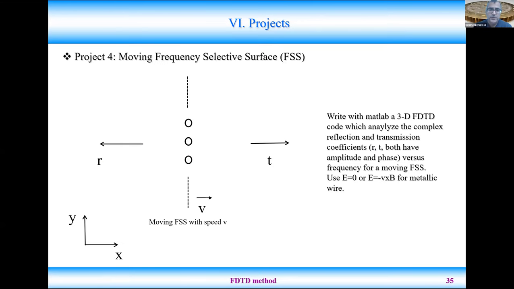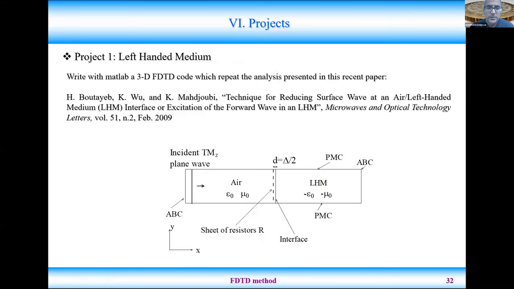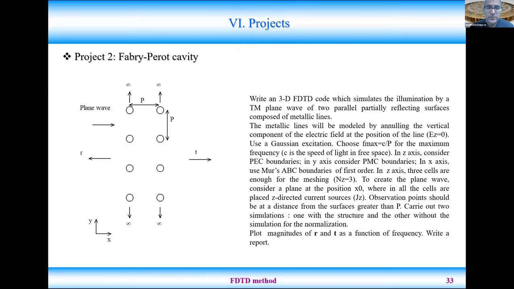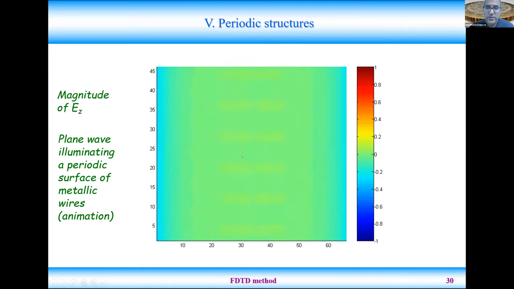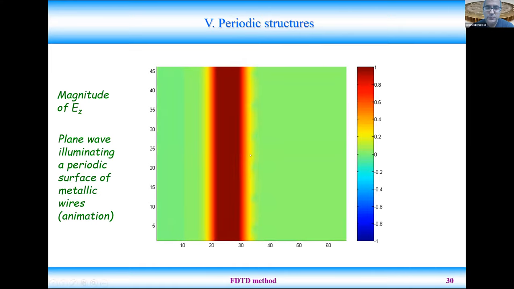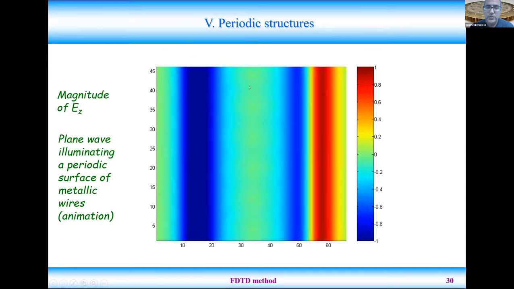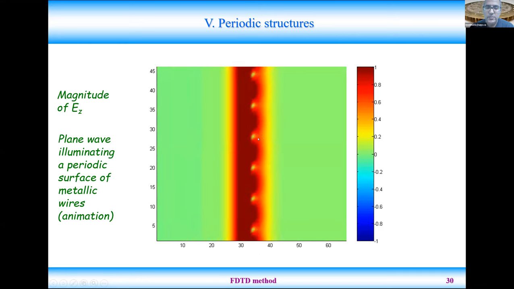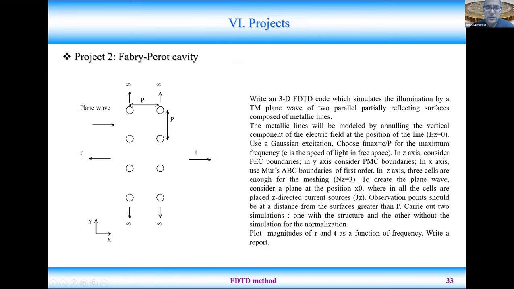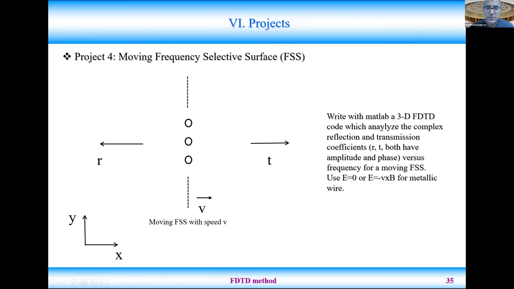The last one is the frequency selective surface. It is the periodic structure that I showed before with the metallic wire. Imagine these metallic wires are moving. At the same time, you have this result in FDTD, but the metallic wires are moving. So that's the same question. Suppose it's moving in this direction, for example. You can move in the other direction too. And you are going to analyze the transmission and reflection.